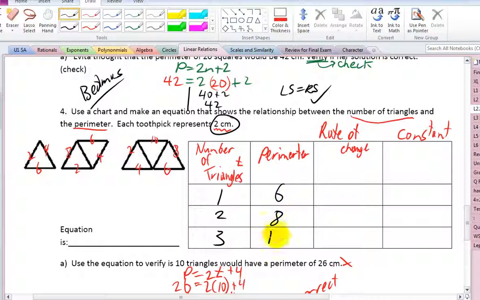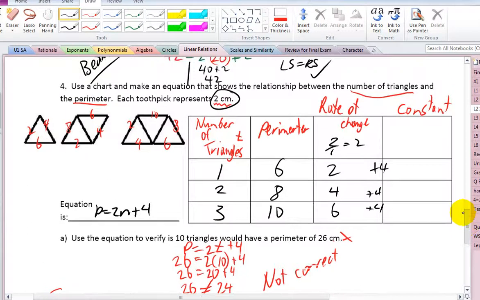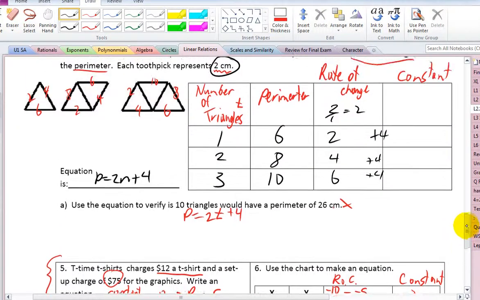8 and 10. So rate of change is 2 over 1. So 2, 2, 4, 6, plus 4. And so the perimeter equals 2n plus 4. If you got that, good. So then you went ahead and answered the next one. Did you? Good. What did you find? It's not correct. Good. And I just erased it.